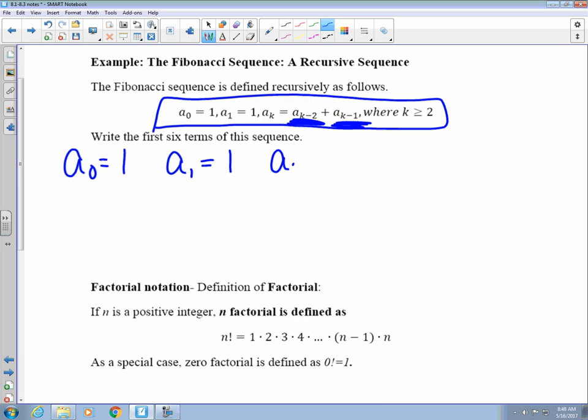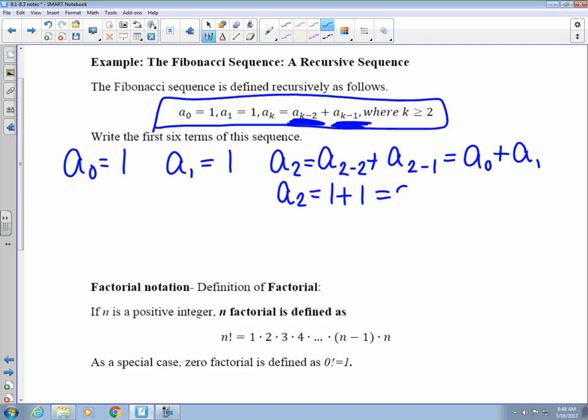So a sub 2, if I'm following the a sub k rule, is going to be a sub k minus 2 plus a sub k minus 1. Well, a sub 2 minus 2 is a sub 0, and a sub 2 minus 1 is a sub 1. So that means I'm taking a sub 0 and a sub 1 and adding them together, and that is my a sub 2. So that's 2.